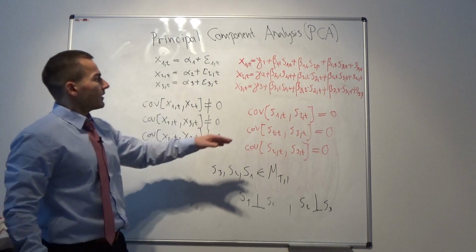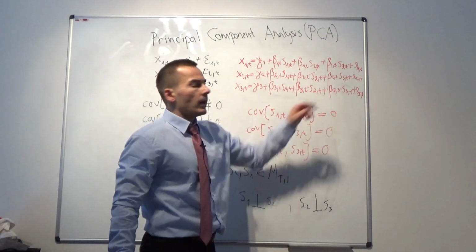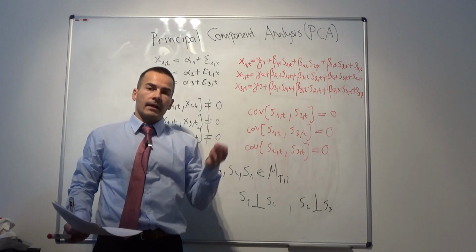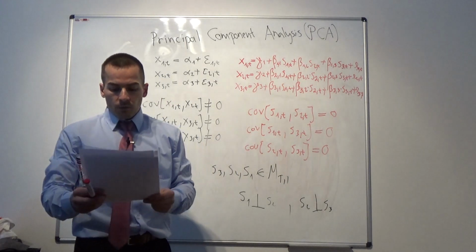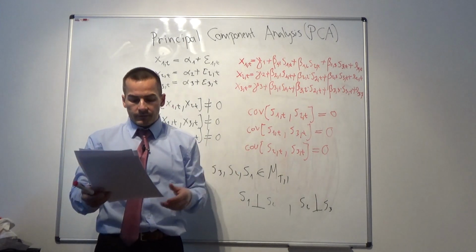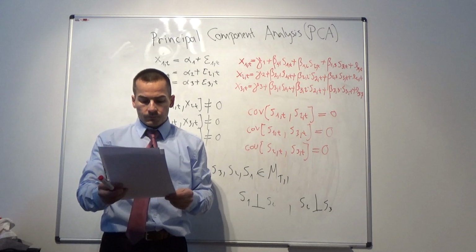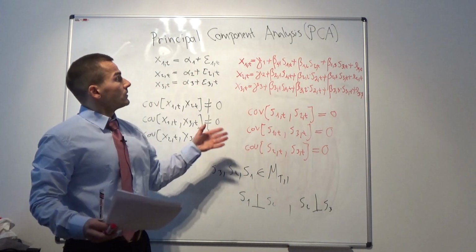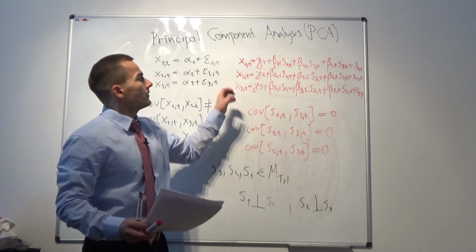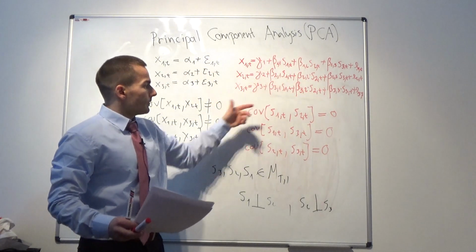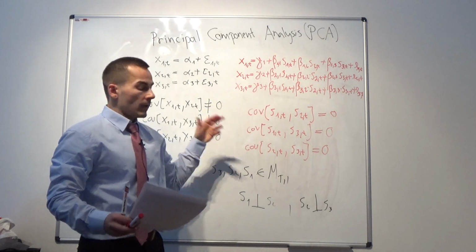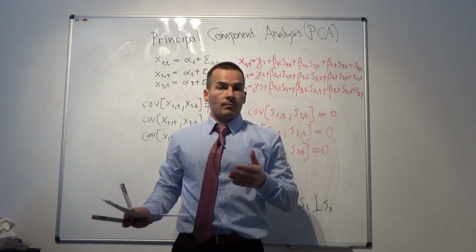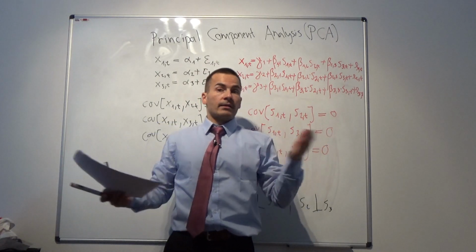So the processes S1, S2, and S3 are obviously not seen. They are latent. They are in the data. And what we want to do is extract them from the data. But before we talk about how to calculate or compute these latent factors, S1, S2, S3, we have to talk about the question: when does PCA actually make sense and when does it not make sense?